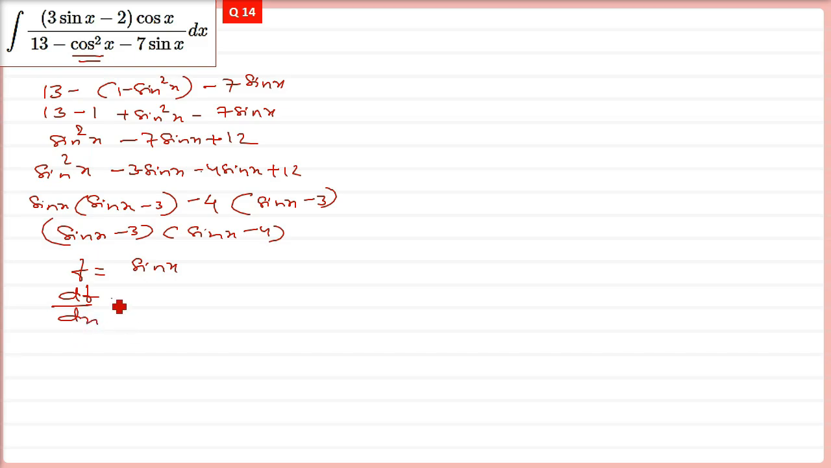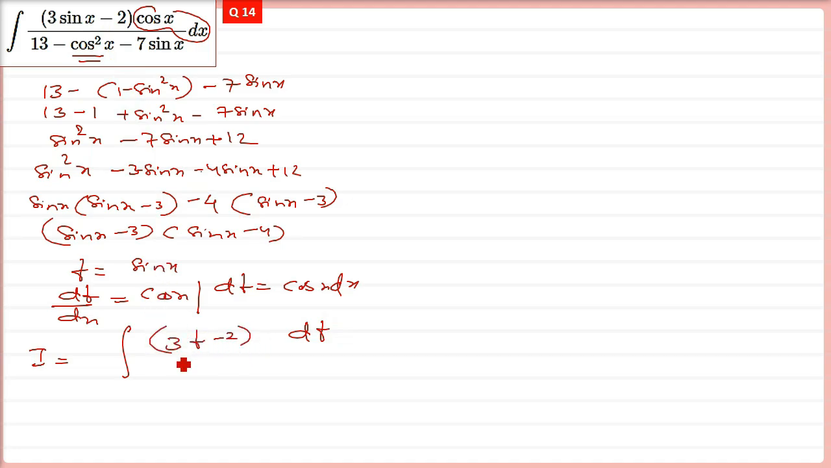Now take t equals sin x. dt by dx will be equal to cos x, because there is cos x dx in the numerator. dt has become cos x dx, so cos x dx can be easily replaced by dt now. So the final integration with all these changes, let me write it. This 3 sin x minus 2 will be written as 3t minus 2, cos x dx was taken as dt, and the denominator will be sin x minus 3 and sin x minus 4, so just write it as t minus 3 and t minus 4, because sin x was taken as t.